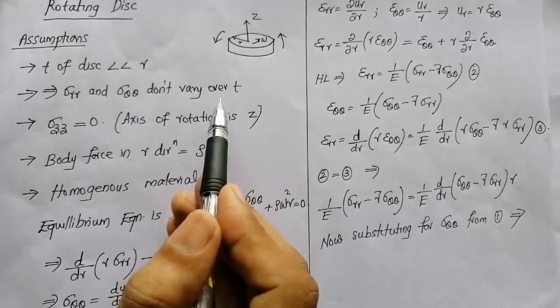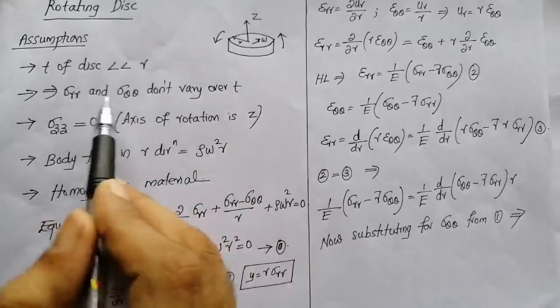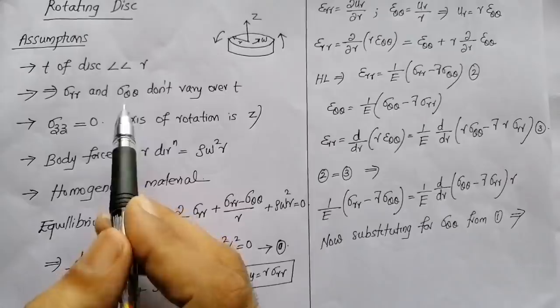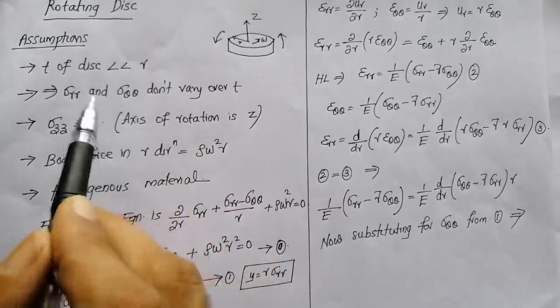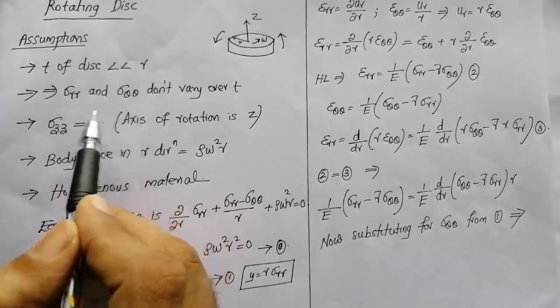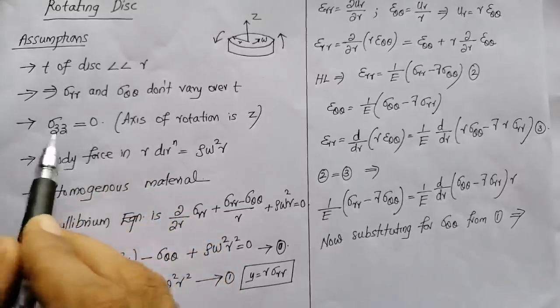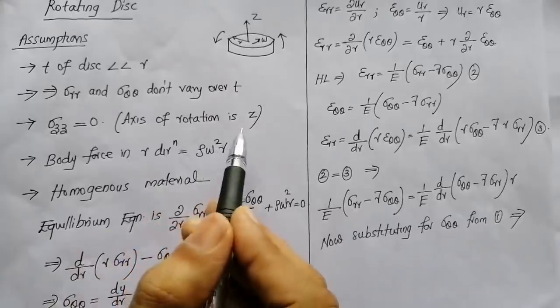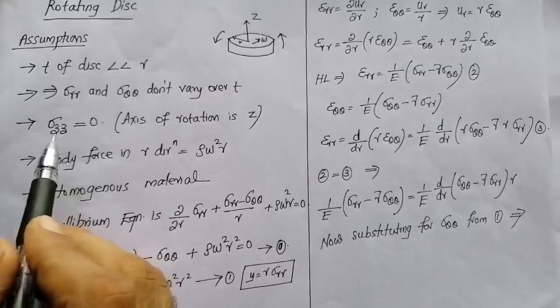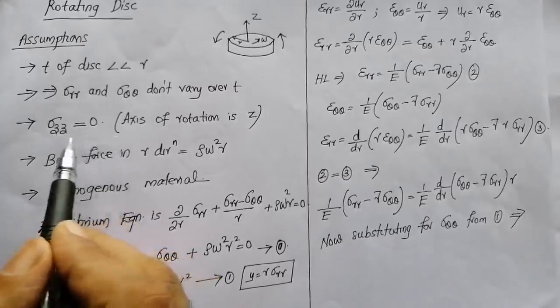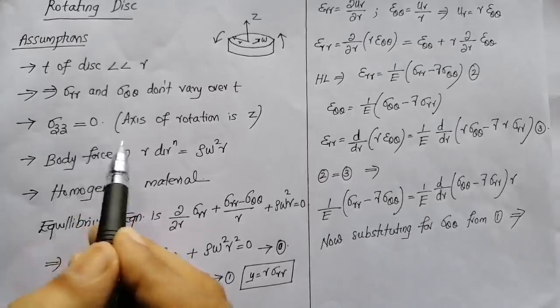Now, I am not explaining again why only sigma rr and sigma theta theta, because we are considering axisymmetry and we are considering plane stress case, so that final stress components will be sigma rr and sigma theta theta. Now, here axis of rotation is z axis, we are considering sigma zz equal to 0, that is stresses along the axis of rotation sigma zz equal to 0.